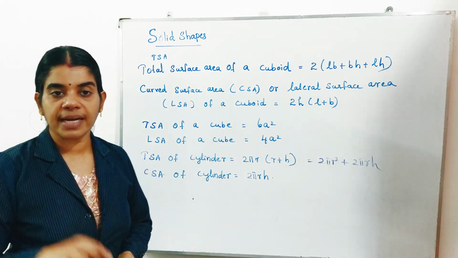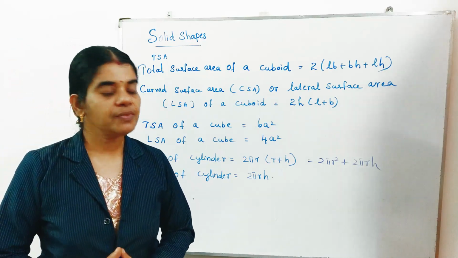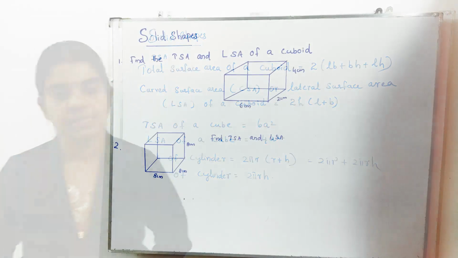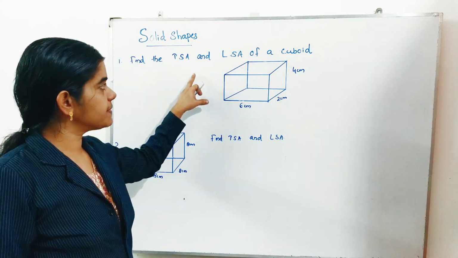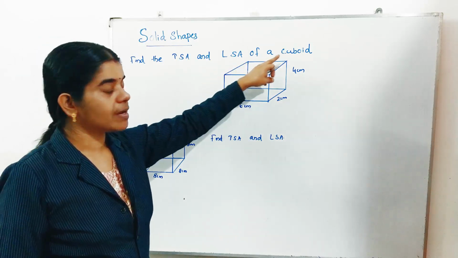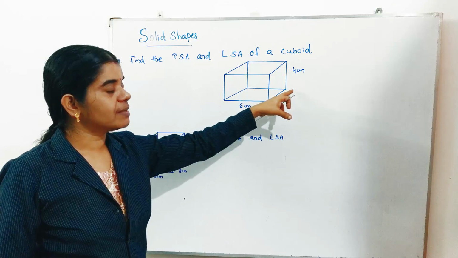R will be the radius of the circle, H will be the height of the cylinder. Then we want to find the surface area. Look at the question. Find the TSA. TSA means total surface area, and the lateral surface area of a cuboid. Then 6 cm, 2 cm, 4 cm.